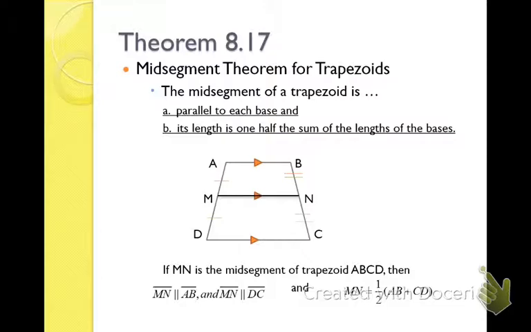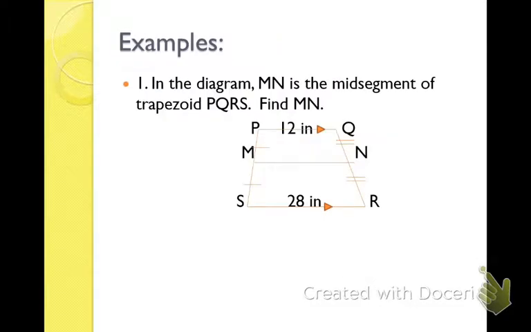Everybody got it? All right. Let's put these into action. In the diagram, MN is the midsegment of the trapezoid PQRS. Find MN.